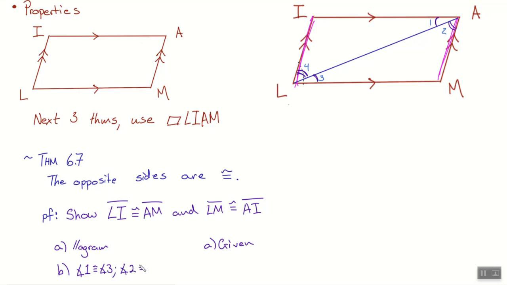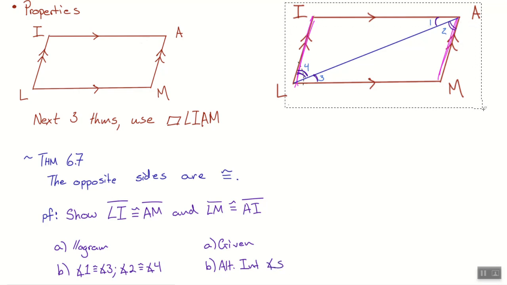Okay, so that part is all fine and dandy and awesome. It's perfect. Why? Love it. Alternate interior angles. Now I'm going to take my picture and move it down so that we don't lose it in the proof.